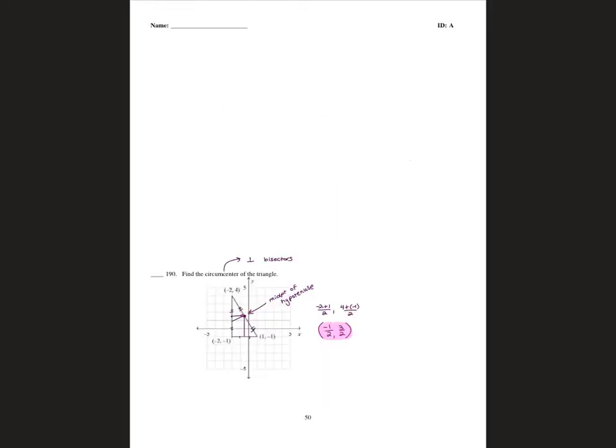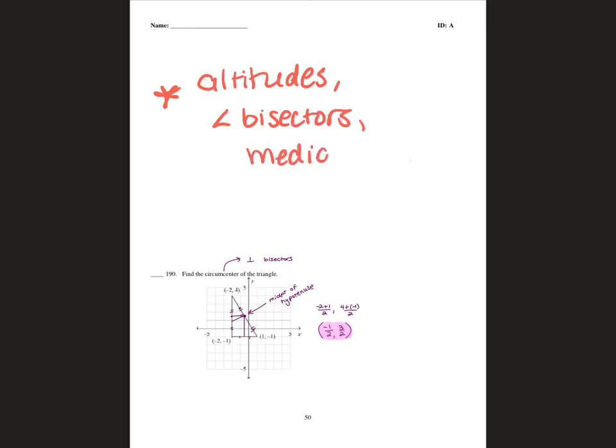Okay, this is where your other vocab is going to come from. So again, make a note of it. This is your altitudes, your angle bisectors, your medians, and your perpendicular bisectors. You need to know what they are. You need to know what their point of concurrency is. And you need to know their theorems. And where they meet, right?